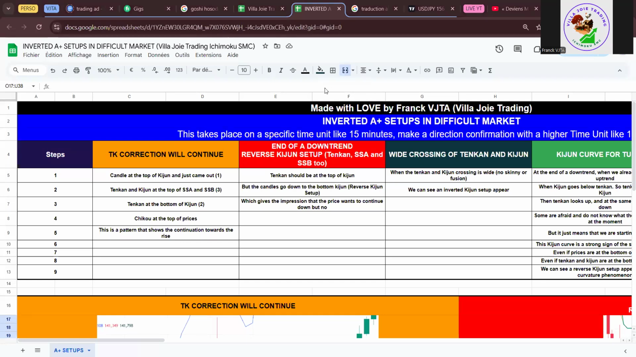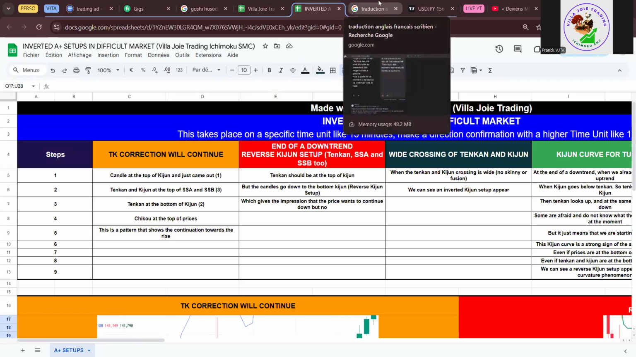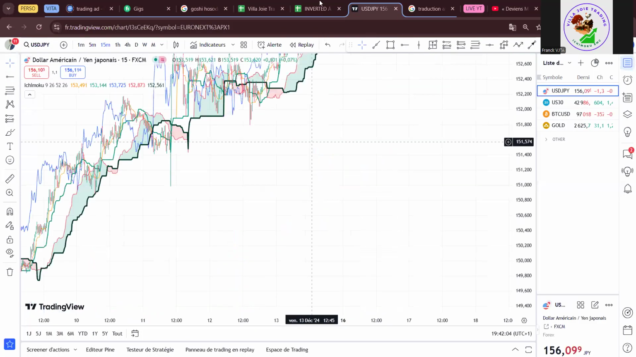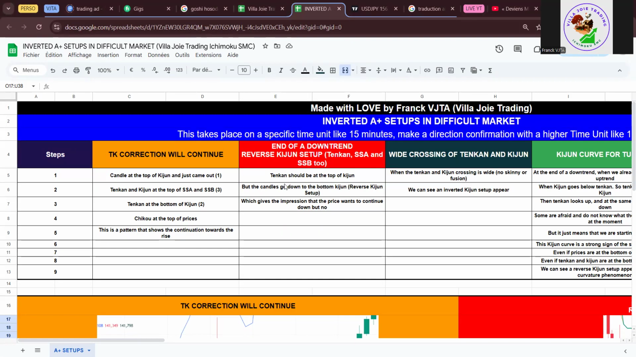Sometimes when the market is difficult to read, when we have the impression that we are in a range, it is difficult to read, right? We can get lost and have uncertainty about where the trend may want to go. So in this video, I will show you how to read the inverted A plus setup in difficult markets, because those inverted A plus setups often appear in difficult markets.